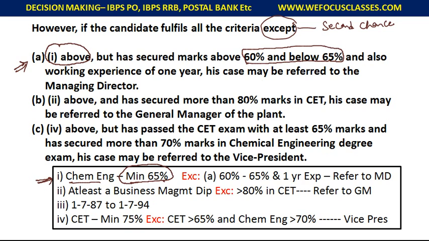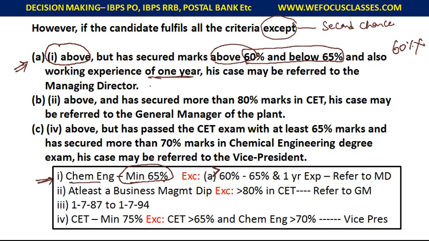If he is not having 65%, that is okay. Now check again whether he is having above 60%. This is greater than 60%, which means if he has exactly 60%, it will not work. So what is required? More than 60% and below 65%. If he has more than 60%, and along with that he has working experience of 1 year, where he has to work, friends, is not mentioned. Just working experience of 1 year.